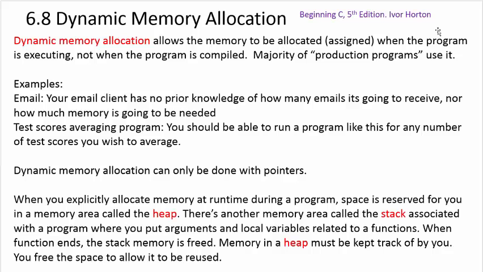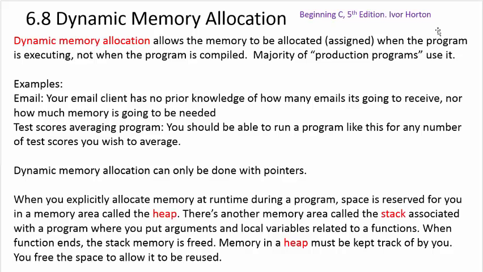Another example would be your email client. Your email client has no knowledge of how many emails it's going to receive, nor how much memory is going to be needed. So that's an example of using dynamic memory allocation. And if you consider a simple program that we might write, like averaging test scores, you should have this program be able to run for any number of test scores that you wish to average. So again, that would be an application where you would use dynamic memory allocation. And you can only do it with pointers.